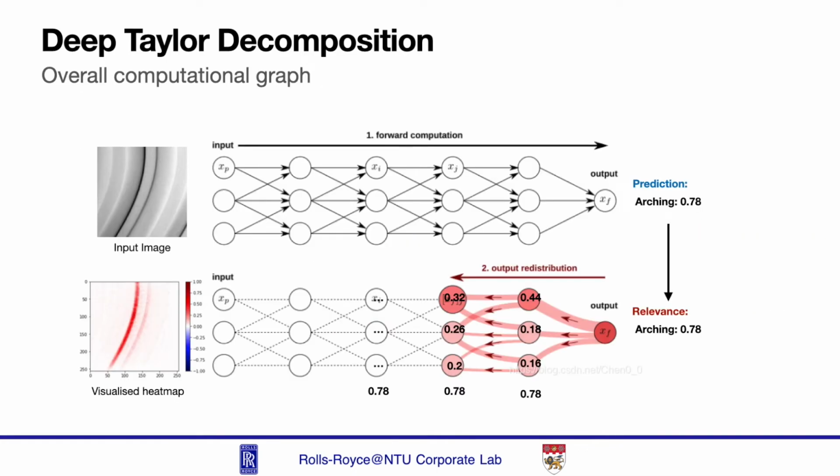Now if we come back to this overview, I hope we have a clear picture of what's happening behind. Again, we just backpropagate this relevance to each neuron, and then we map it to the input neurons, and using the input neurons, we can reconstruct this visualization heat map.